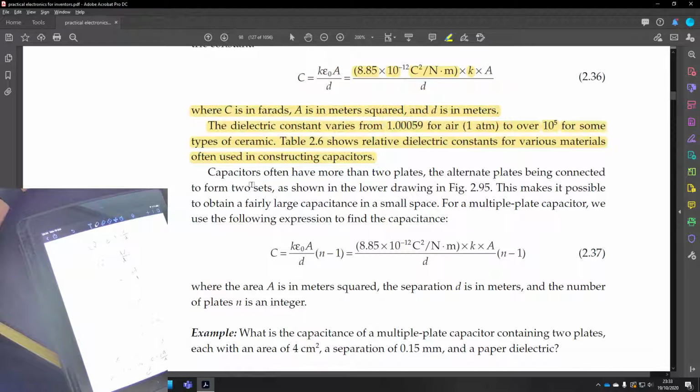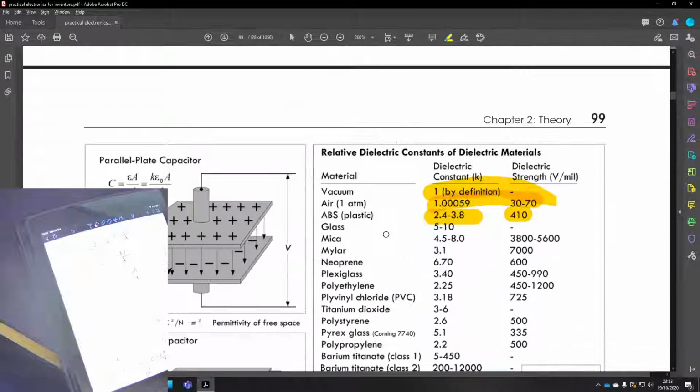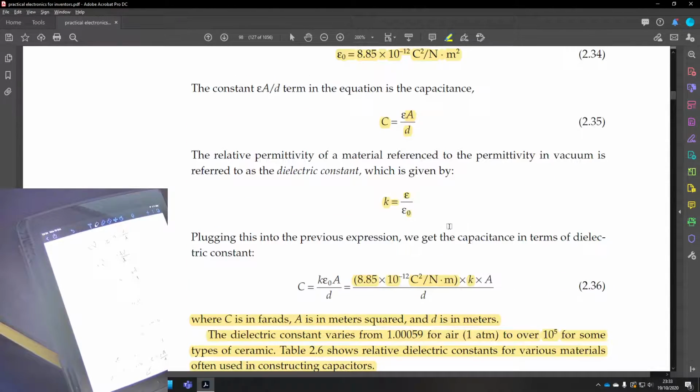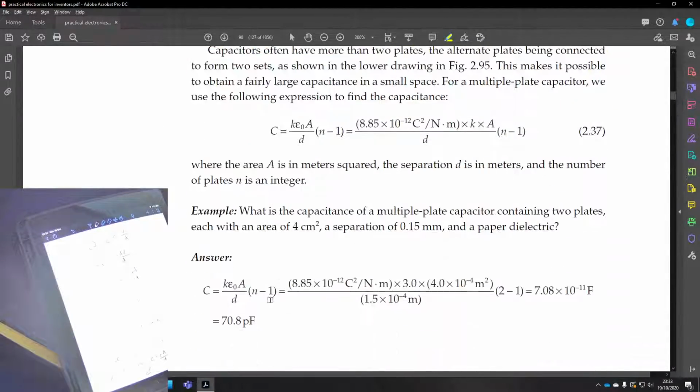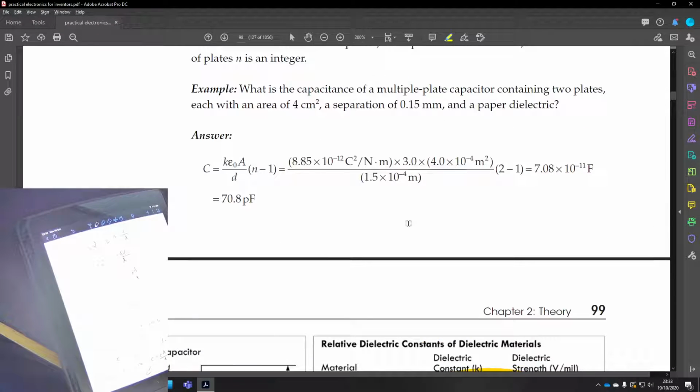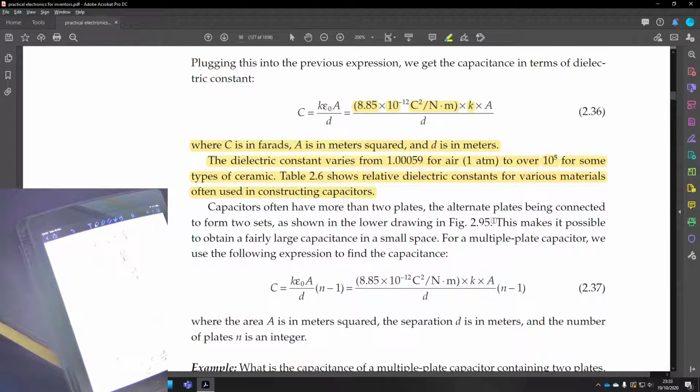Where are we? Okay, so capacitors often have more than two plates. Oh yeah, that's true. Well, only just one plate, two plates rolled up, the alternate plates being connected to form two sets as shown in the lower drawing. Two sets. Okay, sure. Oh, I get it. Basically, plate, insulating material, plate, insulating material, plate, insulating material. Got it. This makes it possible to obtain a fairly large capacitance in a small space.